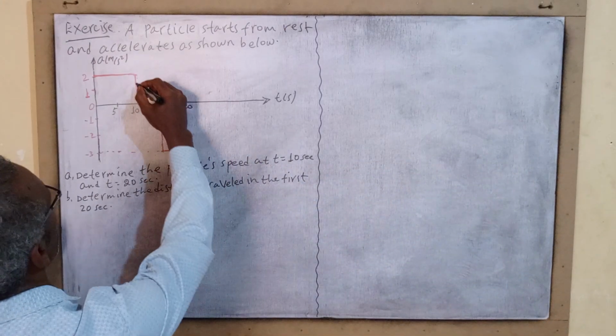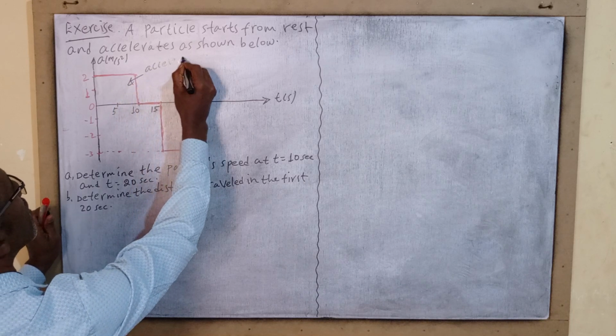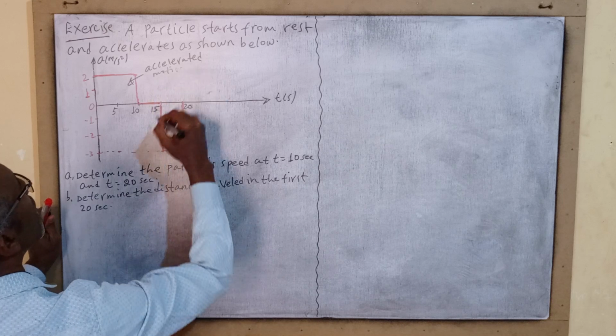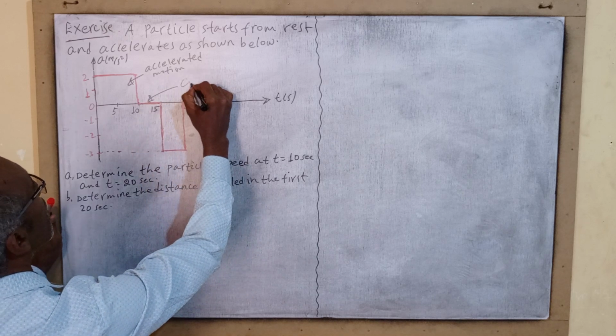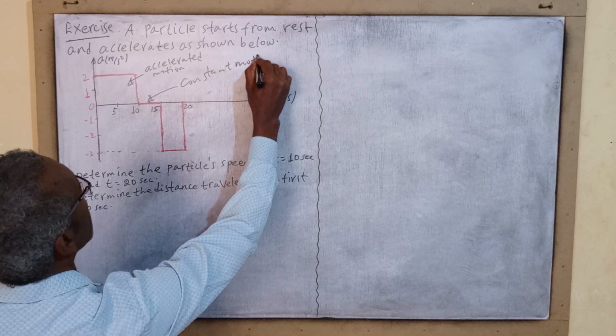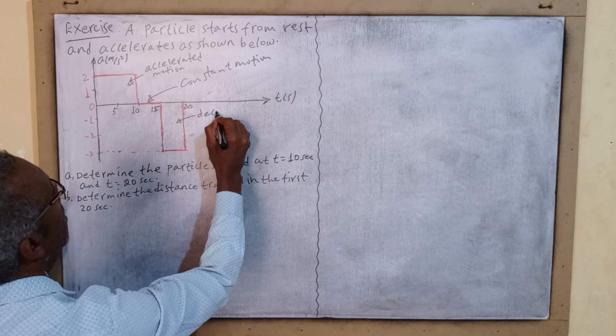Therefore, this one is accelerated motion, this one is constant motion, and this one is decelerated motion.